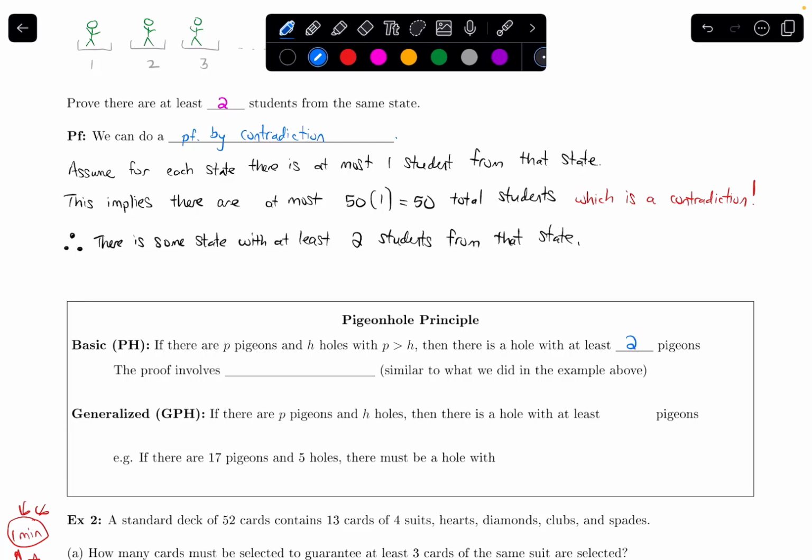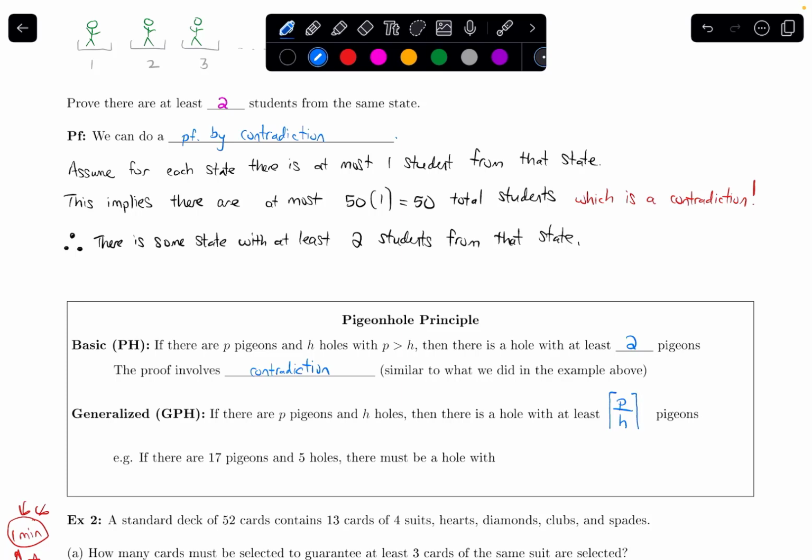If I want to prove this in general, it involves contradiction. It's very similar to what we did to prove it for this specific example, just we would use our general variables here. So I'm not going to prove it again because it's virtually identical to what we did. And then there's a generalized pigeonhole principle, which says that if I have P pigeons and H holes that you're trying to place them into, then there's going to be a hole with at least the ceiling of P over H pigeons.